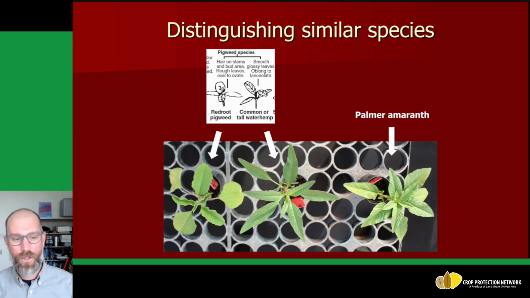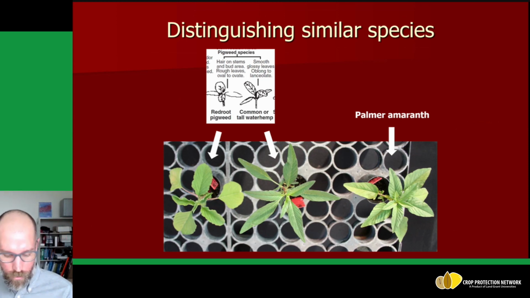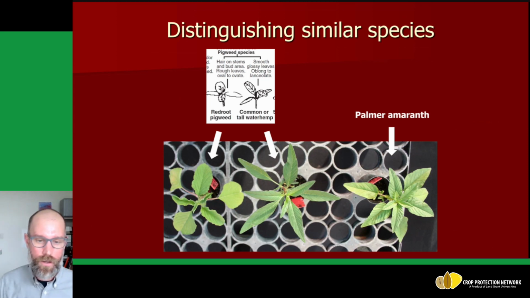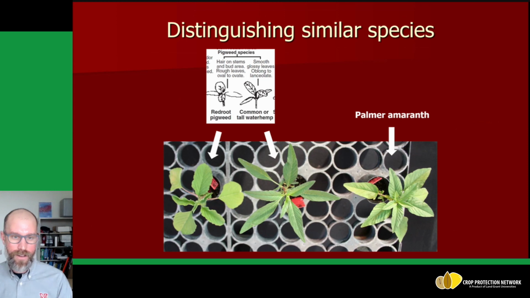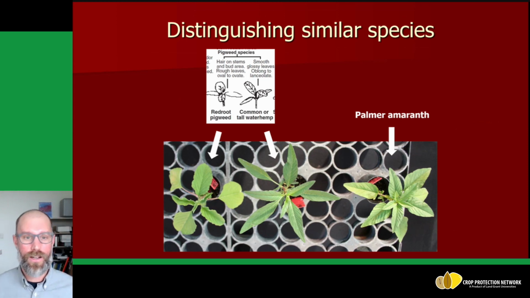And so when you look at the difference between redroot pigweed, common water hemp, and Palmer amaranth, how do you distinguish those? Well, redroot pigweed has a hairy stem, and so of those three, it's the only one that's going to have hairs on the stem, and so that's one of the easy ways to distinguish a redroot pigweed from those other two. And then when you look at the difference between, say, common water hemp and Palmer amaranth, leaf shape can certainly play a role here.